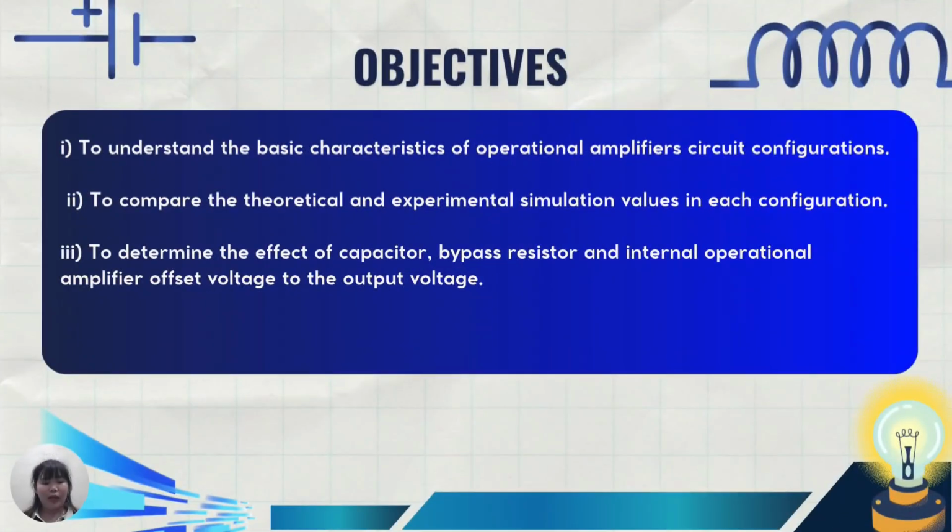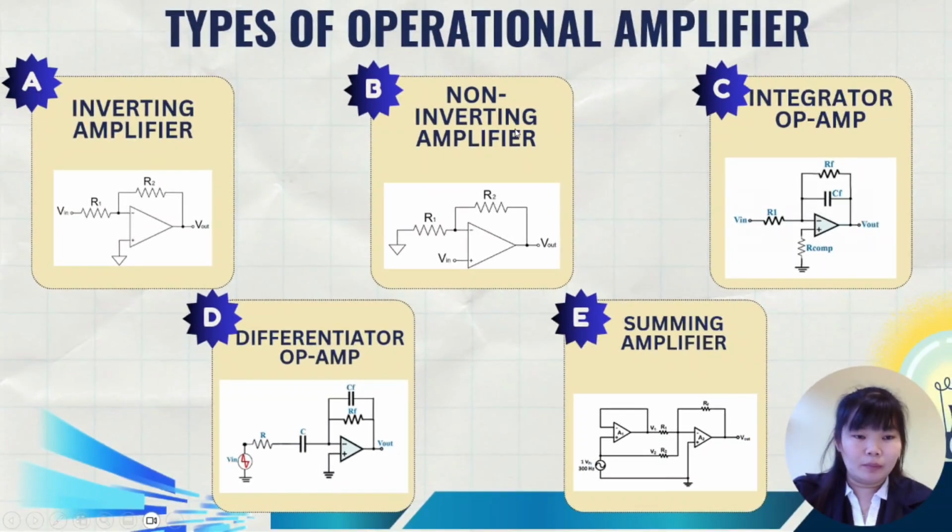We're with my buddy Chong Ken Chen from Group 7 to present about the Lab 2 operational amplifier using LTspice. The objective of this lab is to understand the basic characteristic of operational amplifier circuit configuration, and the second is to compare the theoretical and experimental simulation value in each configuration. And the last is to determine the effect of capacitor, bypass resistor, and internal operational amplifier offset voltage to the output voltage. In the experiment, we have conducted 5 types of operational amplifier.